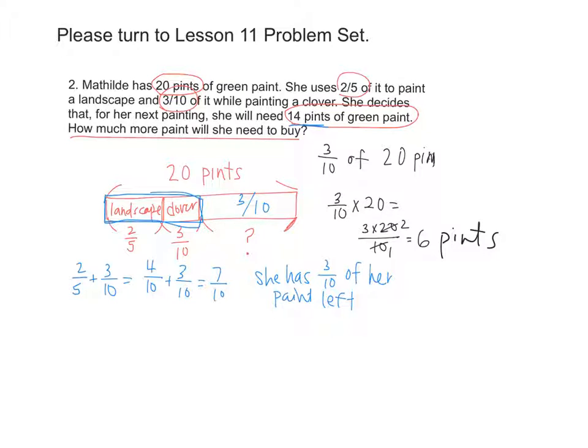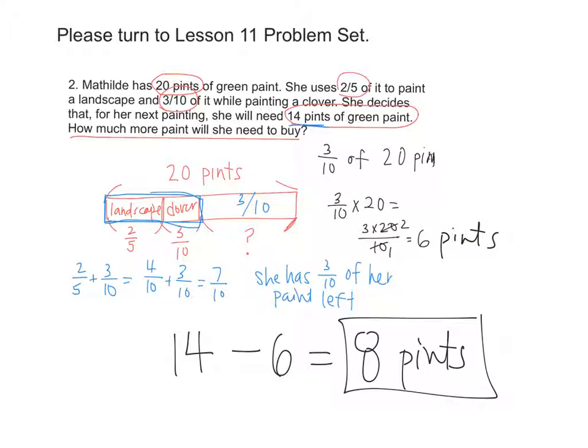How many more pints does she need to go buy? We have to do 14 pints minus the 6 she already has, which is 8 pints. Could we have drawn another tape diagram to show this last part too? Good.